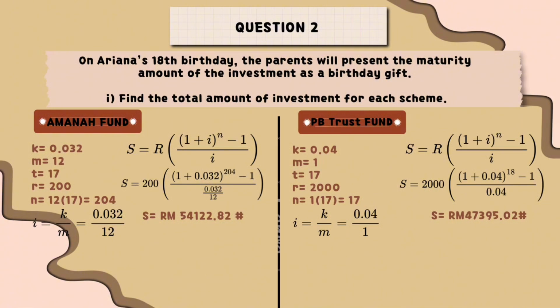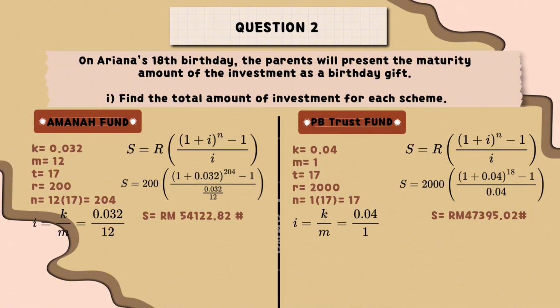K is interest for a year. For Amanah Fund, K equal to 0.032. For PB Trust Fund, K is 0.04. For Amanah Fund, M equal to 12. For PB Trust Fund, M equal to 1. That is the compounding frequency. T is time, for Amanah Fund, T equal to 17 and for PB Trust Fund, 2. Then for Amanah Fund, R equal to 200. For PB Trust Fund, R equal to 2000. That is the amount of the periodic payment.